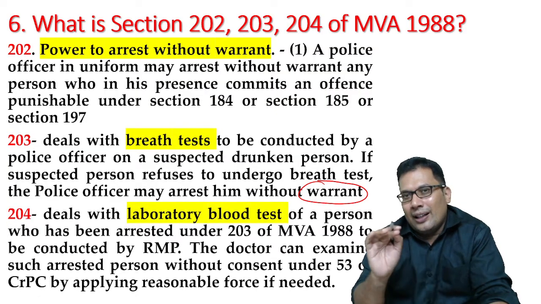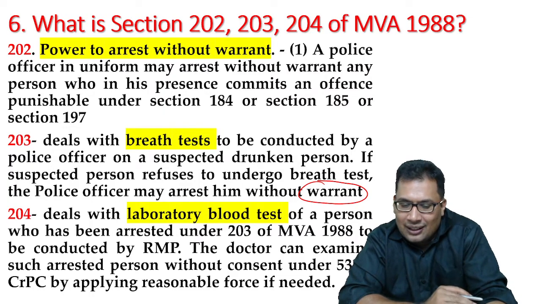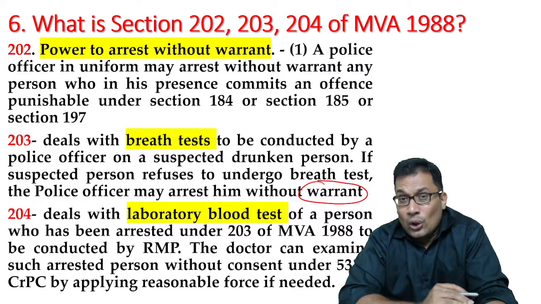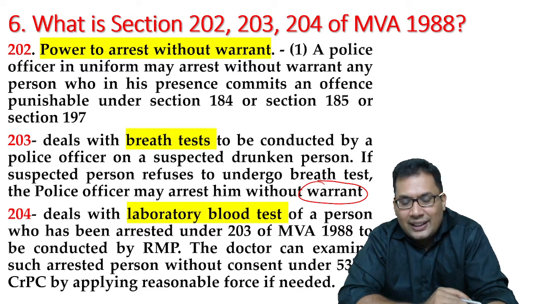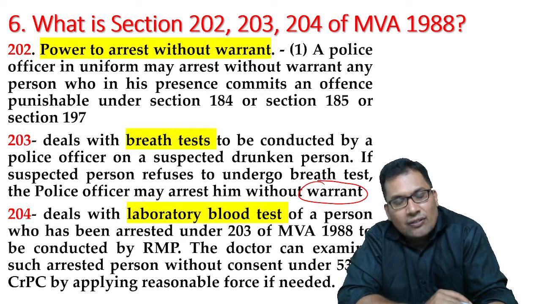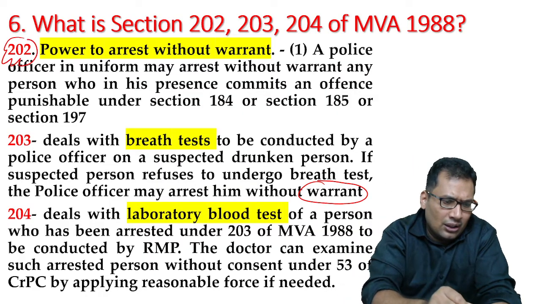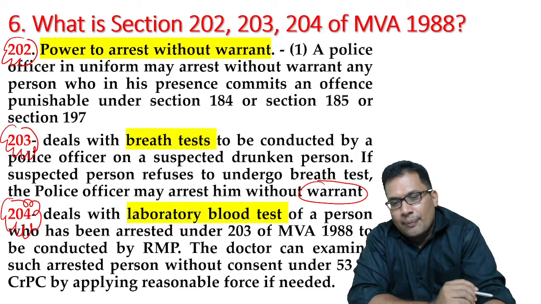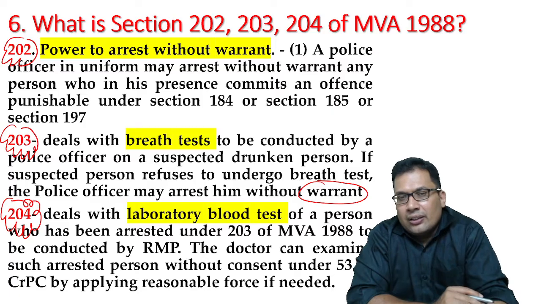204 is related to laboratory. It deals with the laboratory blood test of a person who has been arrested under 203, by an RMP. The doctor can examine such an arrested person without consent under 53 CrPC by applying reasonable force if needed. So all these are important points. Answer like this, the examiner will be very happy. In simple words, 202 is power to arrest without warrant, 203 is related to the breath test, 204 is related to laboratory.